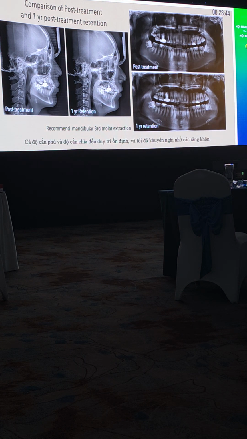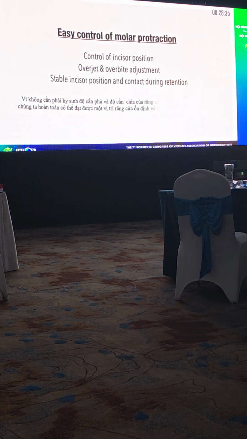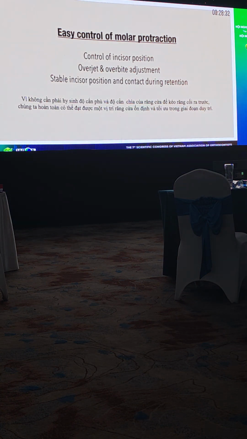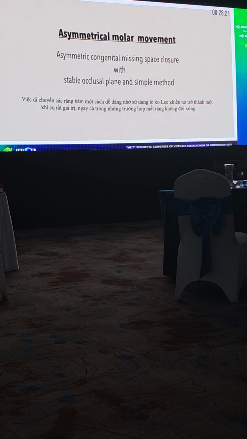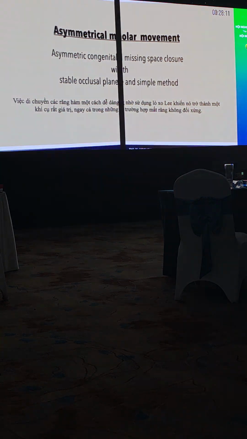Both overbite and overjet have also remained stable, and I recommended the extraction of the third molars. Since it is unnecessary to compromise the overbite and overjet of the incisors to advance the molars, we can achieve a favorable and stable incisor position during retention. The ease of moving the molars with the rear spring makes it a valuable tool, even in cases of asymmetric tooth loss.